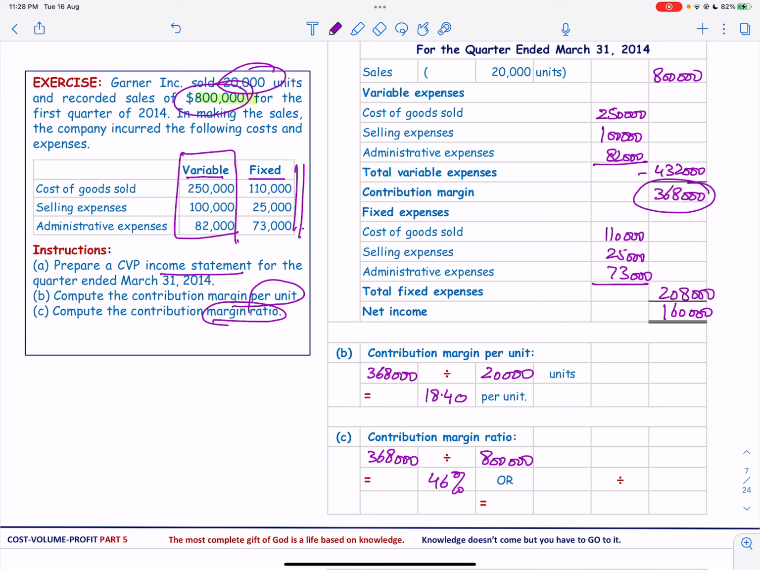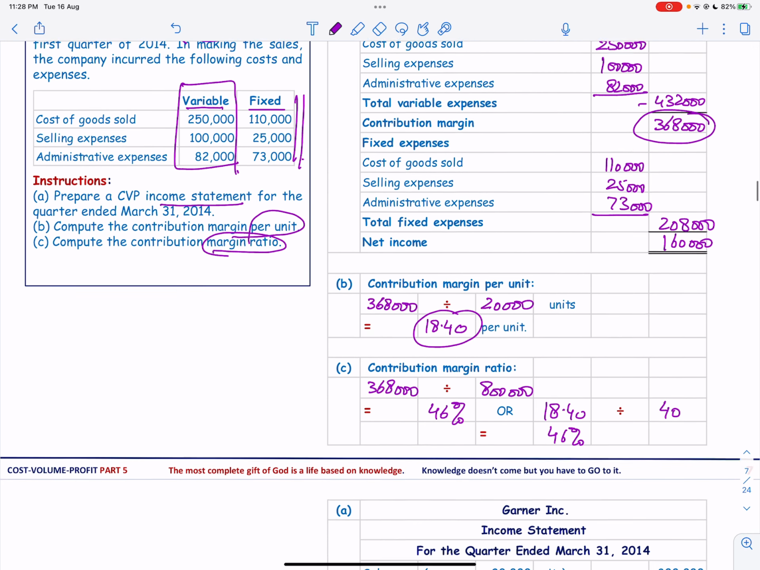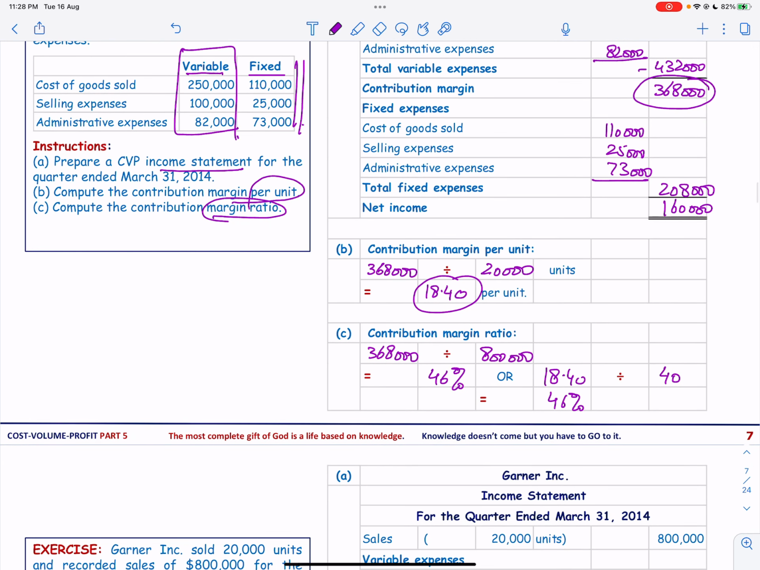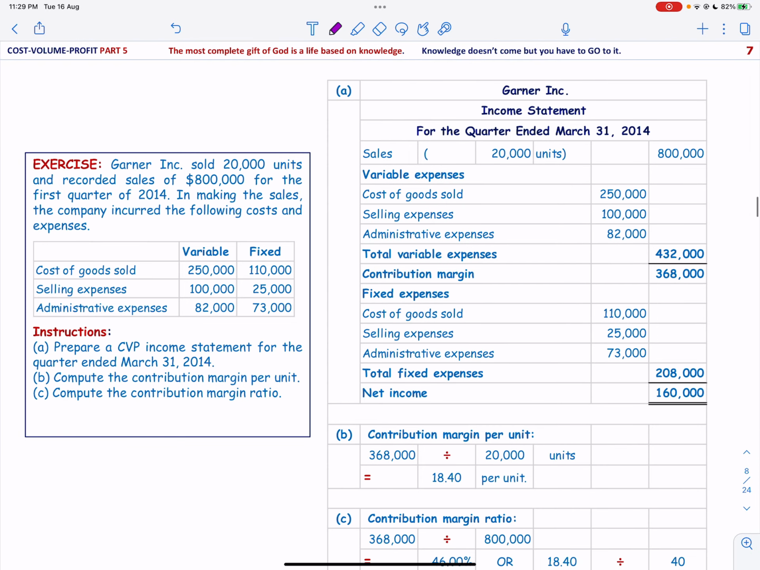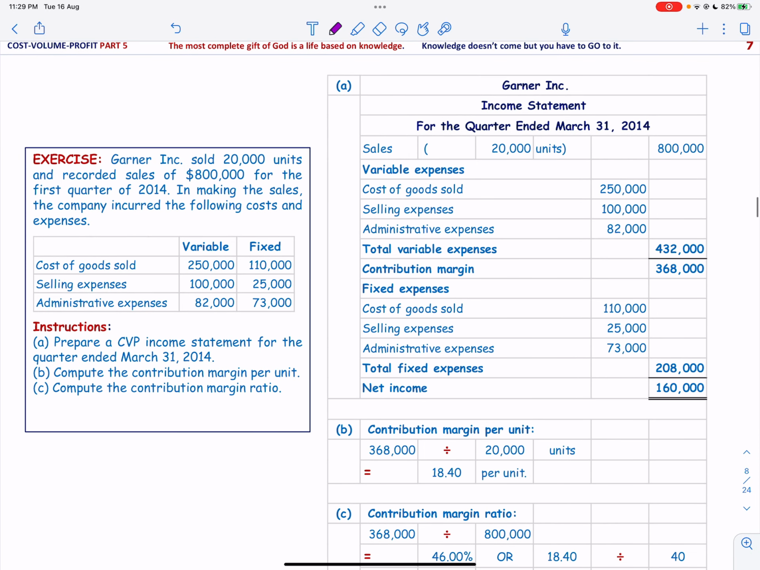Or we can use the contribution margin per unit, 18.4, and the selling price per unit, that will be 800 divided by 20,000, that is 40. So again we have 46%. Next, let us talk about how to calculate break-even point. But before that, I can tell you that I have put the same exercise in an Excel sheet in case you find my writing difficult to read.